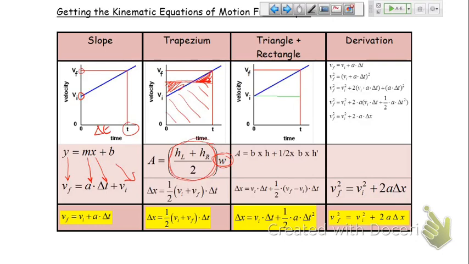It's a half times the left-hand height, which is Vi, plus the right-hand height, which is Vf, times the width, which is delta t. Again, I'm going to use delta t rather than just t because it's the duration. And so I have my second equation of motion. Man, I wish I'd been around 400 years ago, because I'd be famous by now. This is not hard, and yet, 400 years later, we're still using these equations.